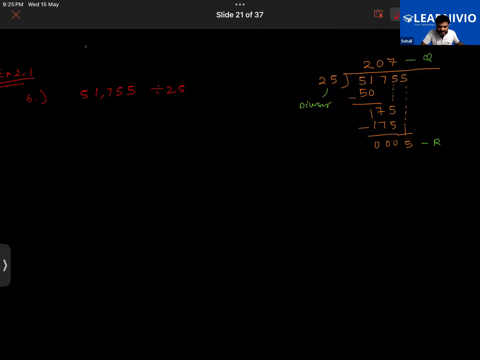Now I would like to ask one thing from you. Right now we know that this number is not perfectly divisible by 25 because you are getting a remainder. If the remainder were 0, we would have said that this number was perfectly divisible by 25. But here you are getting a remainder. Now if I ask you what I should subtract from the number 51,755 so that it gets perfectly divided by 25, are you getting my question?